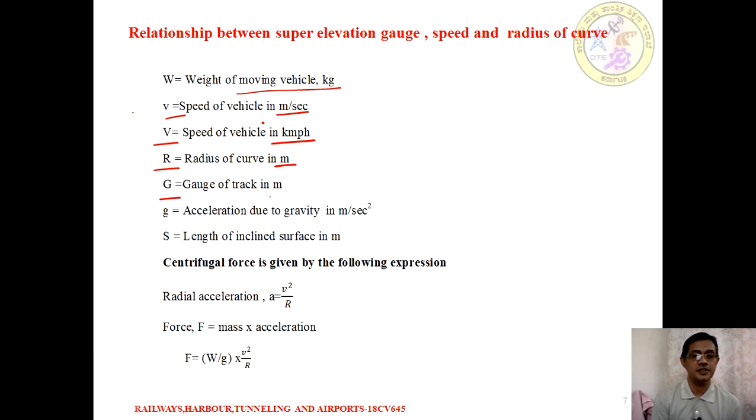Capital G is the gauge. Then small g is going to be the acceleration due to gravity. As it is a fixed value, it is going to be 9.81 meter per second square. S is the length of the inclined surface, or the horizontal distance.